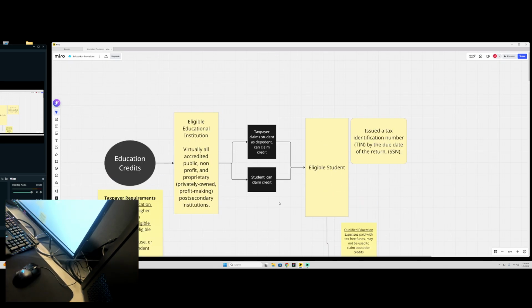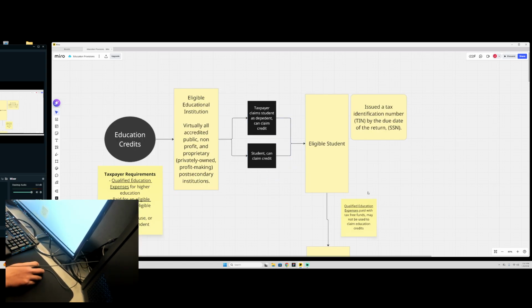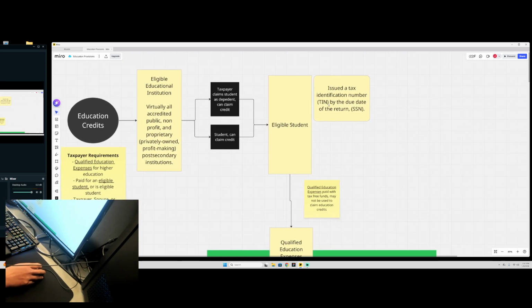Now you determine, is a taxpayer claiming the student as a dependent? Then the taxpayer can claim that credit. Or is the student not a dependent of a taxpayer, and so the student can claim that credit for themselves. Then we have the eligible student. What makes them an eligible student? Well, first off, they have to be issued a TIN by the due date.